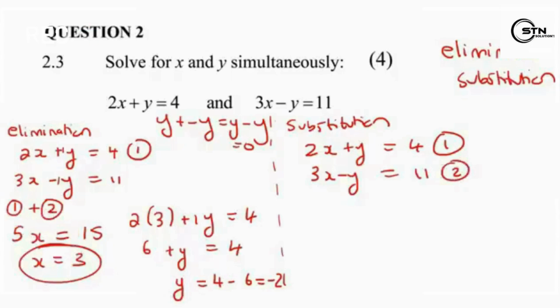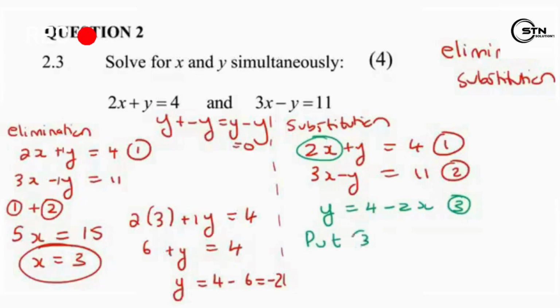Okay, so what you do is you try to get x or y by itself. So I'm going to take this equation and get this y completely by itself. So that'll say y equals 4 take away 2x. You see I just took this 2x and took it to the other side. Okay, and I'll call that equation number 3. I will then put this equation number 3 into the other equation, number 2. So what does that mean? It means that I'll take this y value, which is now 4 minus 2x, and I'll put that over there.